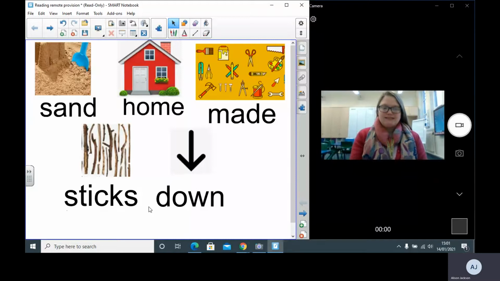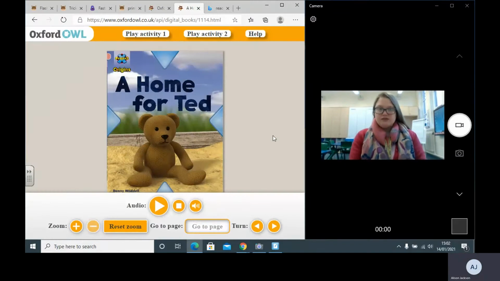The other word we had was sticks. So they're parts of the tree or branches that fall. And then the last one we had was the word down. So everyone point down for me. So down was our other vocabulary word. Right, so we're just going to read it again. Off we go. A Home for Ted.